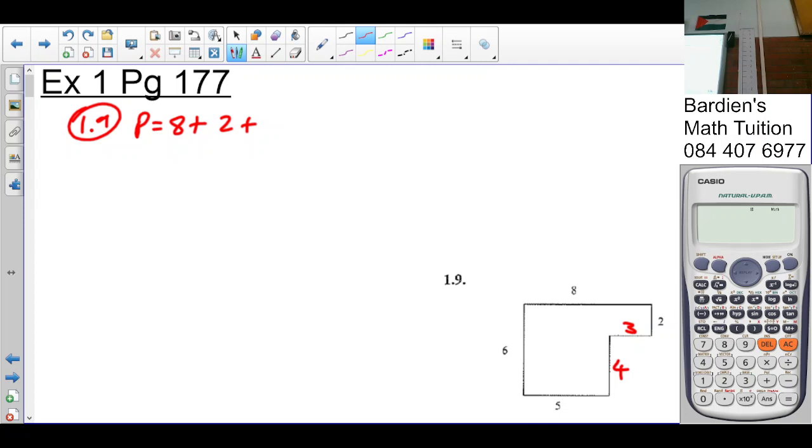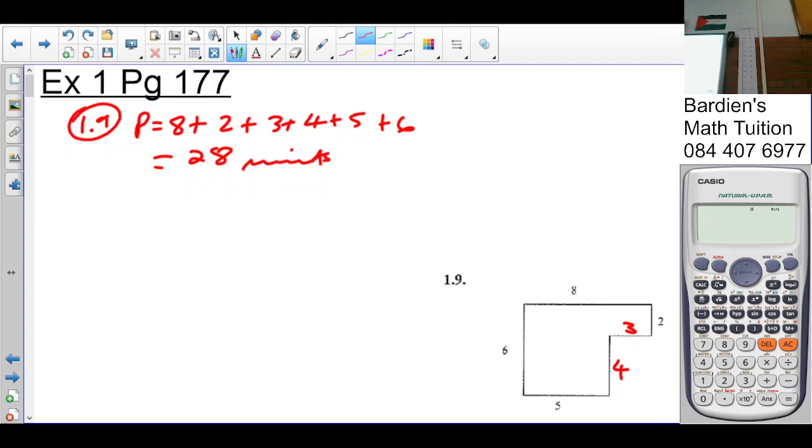So you've got 8 plus 2 plus 3 plus 4 plus 5 plus 6, which gives you 13, 18, 28. 28 units. You see there's no measurement given there, no SI unit, so you just write units.